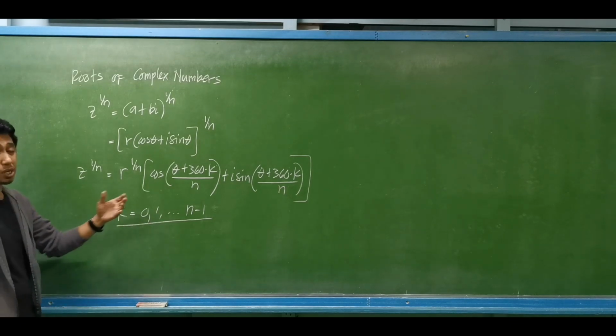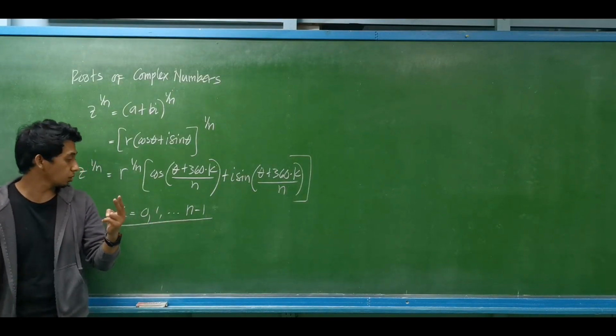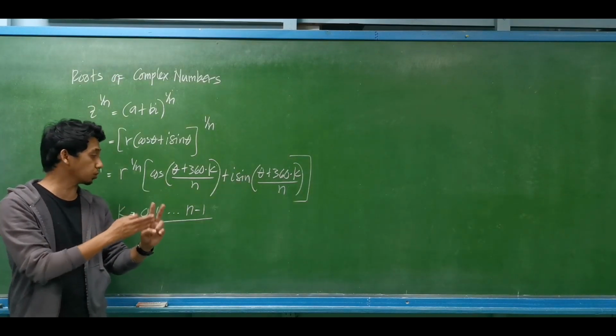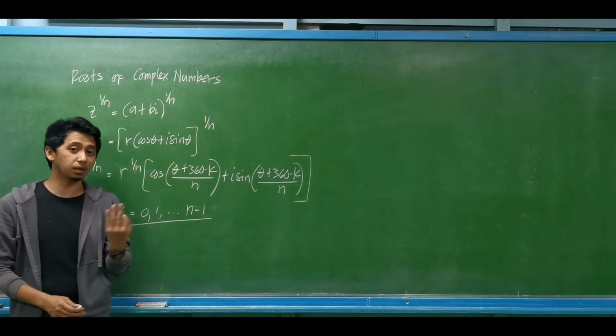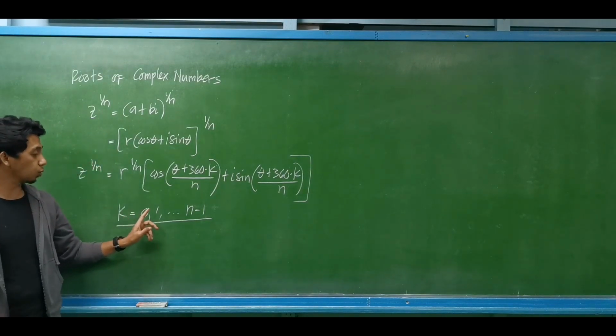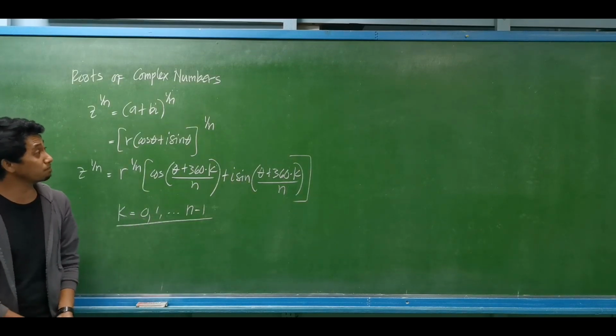Since if you see the nth root, for example the square root, we are expecting 2 roots. So if, for example, we are to compute 2 roots, we use 0 and 1. For the cube root, we have 3 roots, so we use 0, 1, and 2, and so on. So, let's have an example.